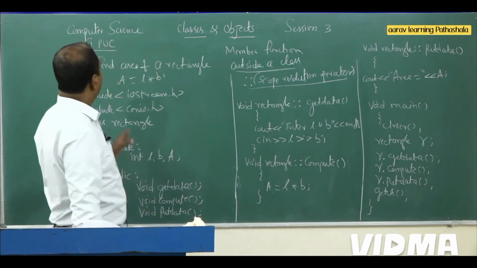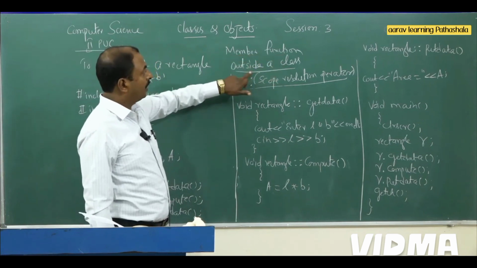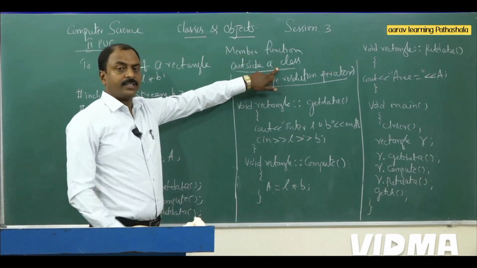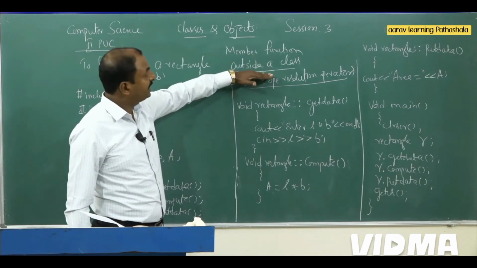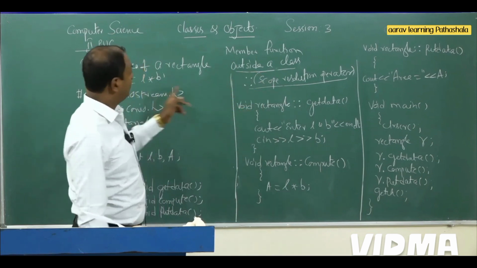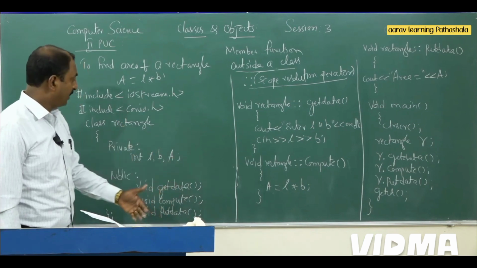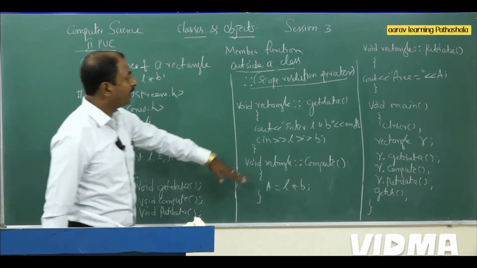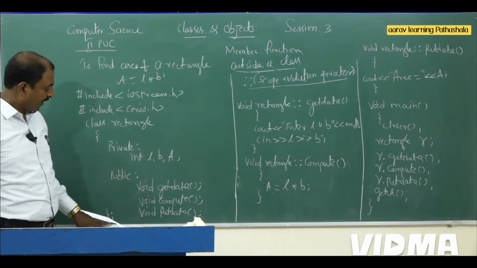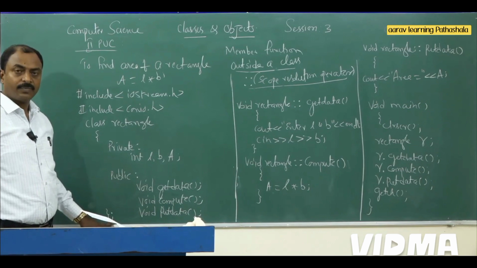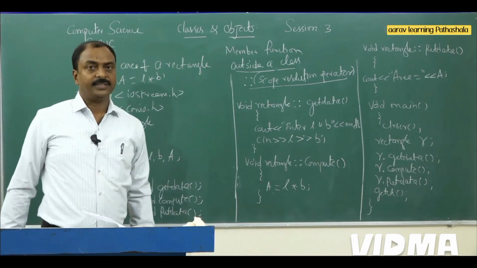So students, I hope you have understood the concept here. What is the difference between a member function outside the class and inside the class? In our previous example, I explained the function definition inside a class. Now this program is an example of function definition outside a class. The only difference is that we are writing the function definition after the class has been defined in the program. So this is an example of a member function outside a class.